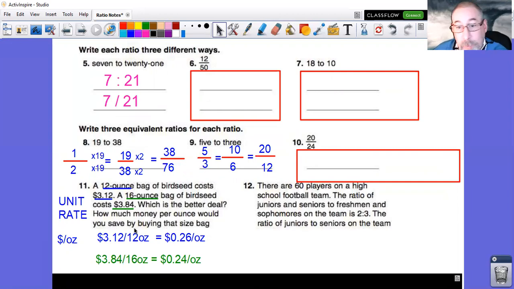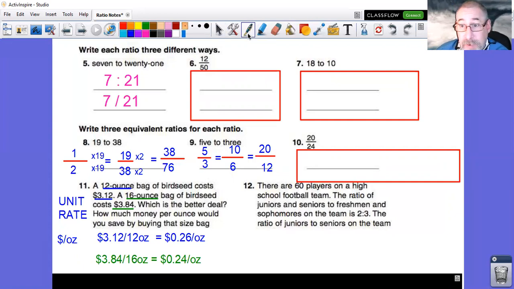Oh boy, and we're still not done. How much money per ounce would you save by buying that size bag? So we are going to save 2 cents per ounce. All I did was subtract the difference. So 2 cents. You ready for this, guys?